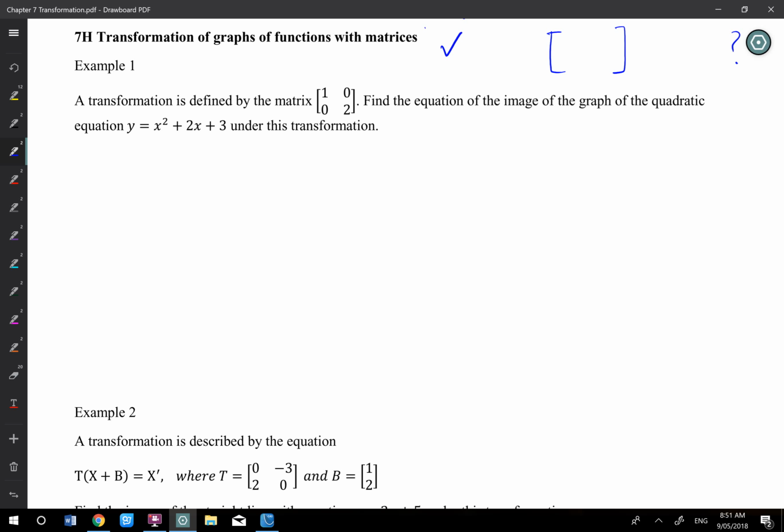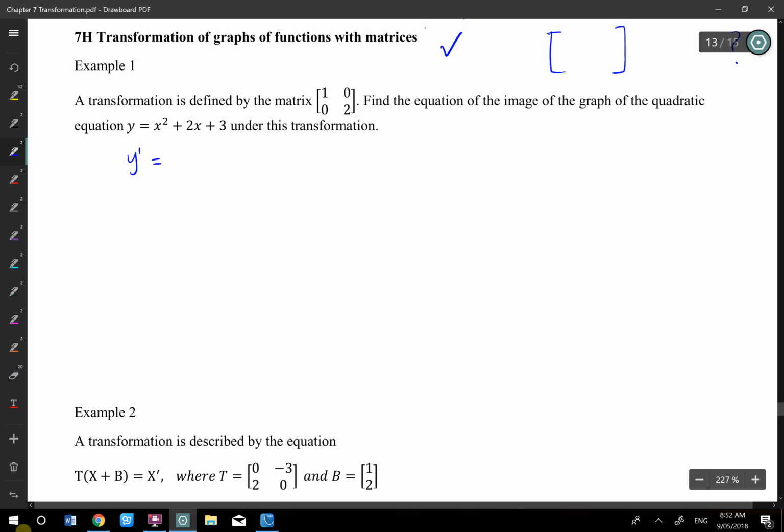A transformation is defined by the matrix 1, 0, 0, 2. By looking at this matrix, can you tell me what transformation is happening here? Yeah, dilation by a factor of 2 from the x-axis. Then find the equation of the image of this graph. Well, we can do 2 ways, because by just looking at this matrix, we know what's happening. It's the same as giving us the words already: dilation by factor 2 from the x-axis. So what I can write is y dash equals 2y.